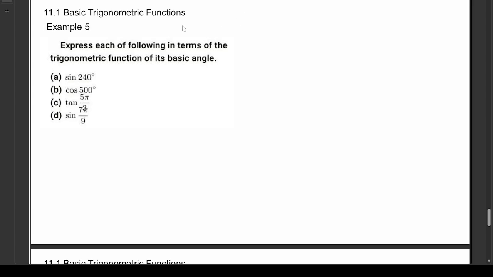Hello students, we are back at 11.1, this example for question 4. Okay, so we need to express the trigonometric function in its basic angle. So before we start, you need to understand the 4 quadrants and the sine, cos, tan.